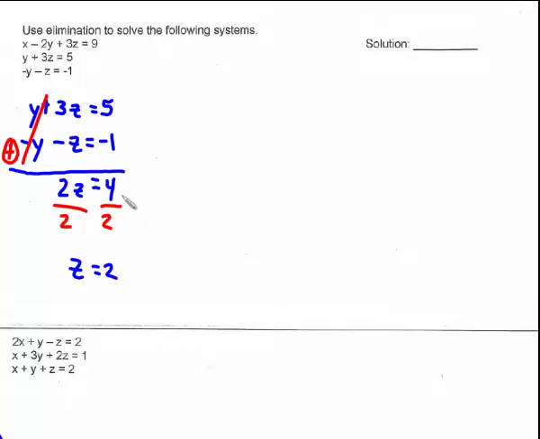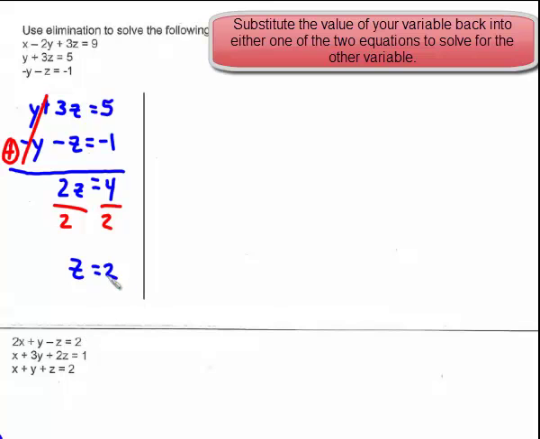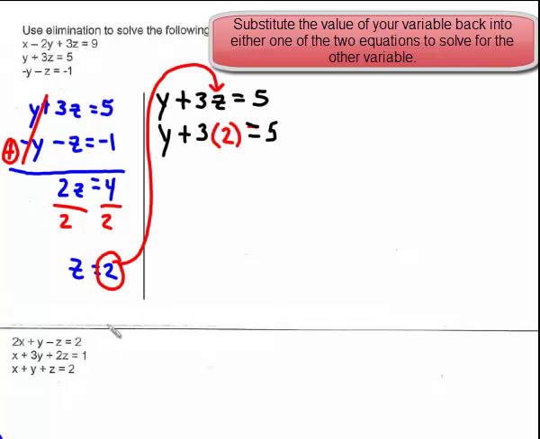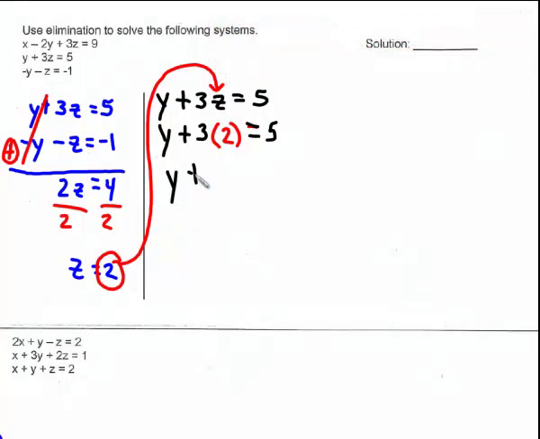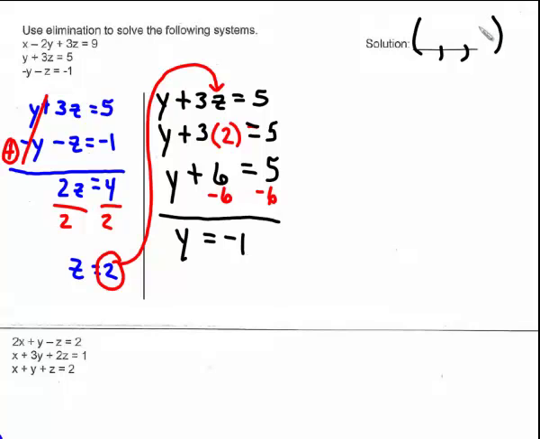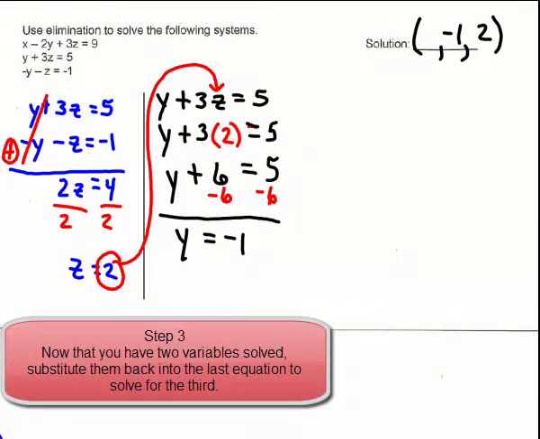Draw a column so we can keep everything situated. Now we could substitute 2 back into either one of the second or third equation to get y. When we substitute 2 in for z, we end up with y plus 6 is equal to 5. Subtracting 6 from both sides, y is equal to negative 1. So I already have two of my variables. Z is 2 and y is negative 1. I still need to find x.